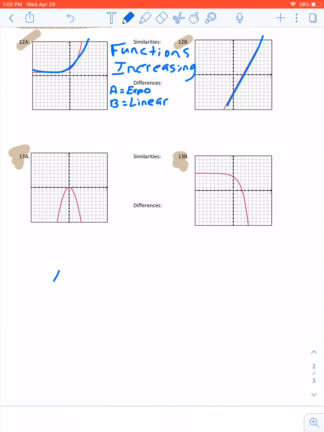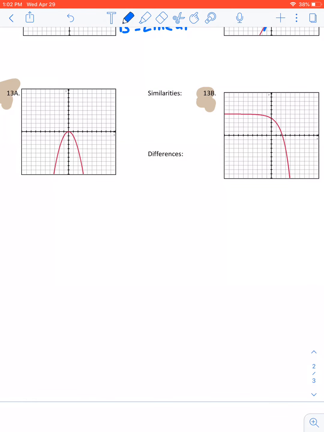So let's look at 13. Well, again, they both pass the vertical line test, right? So one of the similarities is they're both functions. And what happens here? Well, this graph here increases and decreases. On B, it just decreases. So for the similarity, what I would put is that they both decrease at some part.